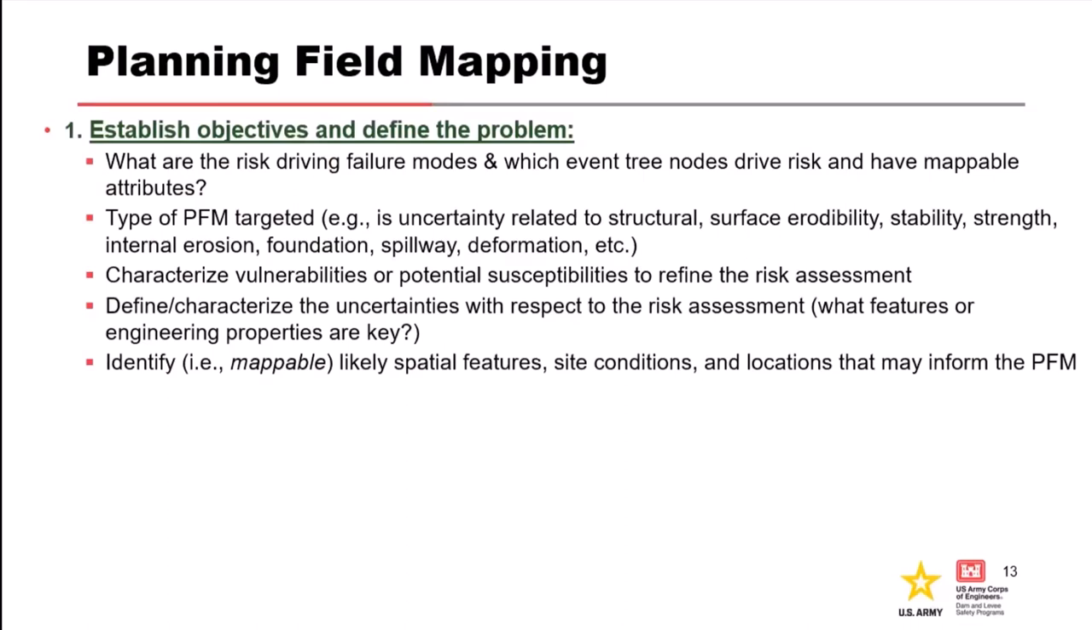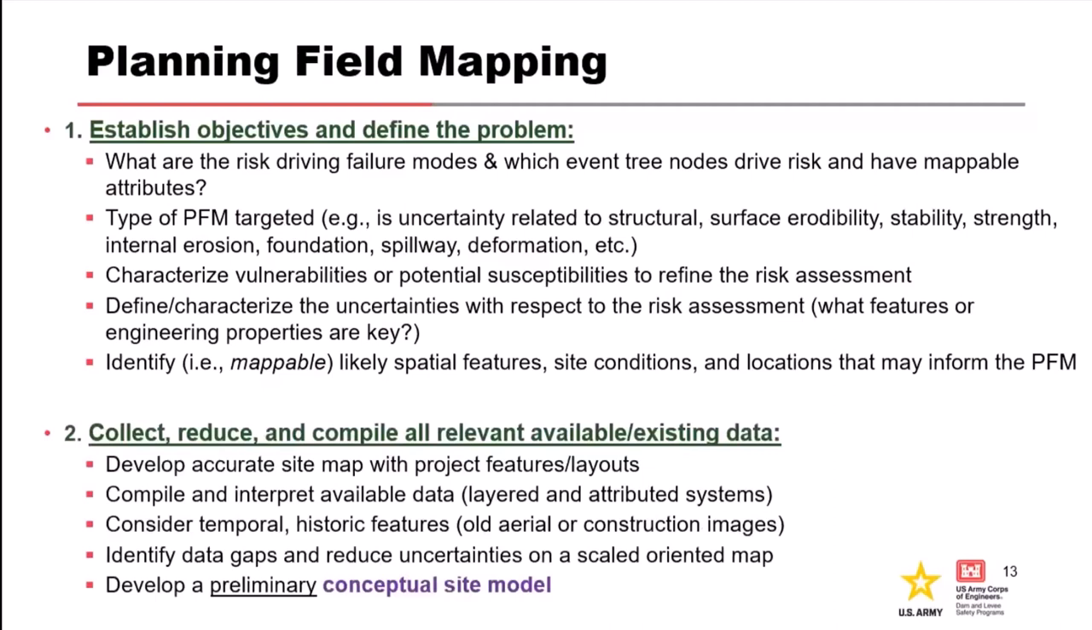The type of PFM you're targeting is uncertainty related to structural, surface erodibility, slake, stability, strength, internal erosion. Characterize the vulnerabilities or potential susceptibilities to refine the risk assessment. Is that what our objective is? Define and characterize the uncertainties with respect to the risk assessment. What features or engineering properties are key to inform a node or a concept or a failure mode sequence? Then identify the features that are mappable. What are the likely spatial features, site conditions, and locations that may inform the PFM? And again, go away from your site, because geology is often at a large scale and you can find similar features that might inform your site collection.